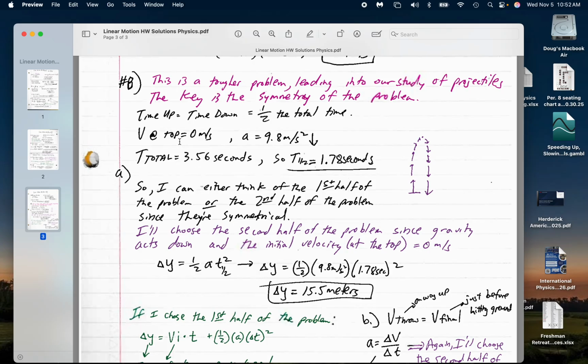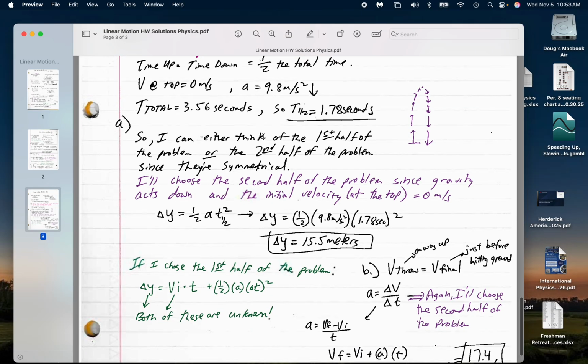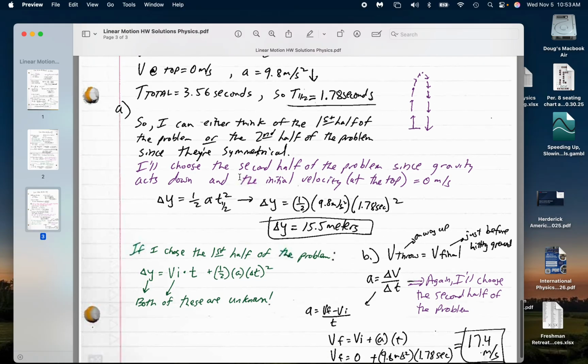You also should realize that at the top of the path, the object's not moving up or down, so it's 0 meters per second velocity, and acceleration always acts down at 9.8 meters per second per second. So this is easier if you think about the first half or the second half of the problem. I tend to choose the second half of the problem because it means that my gravity is acting downward, and I can treat that as positive. And I can treat my velocity as positive downward. So I don't have any negatives to deal with.